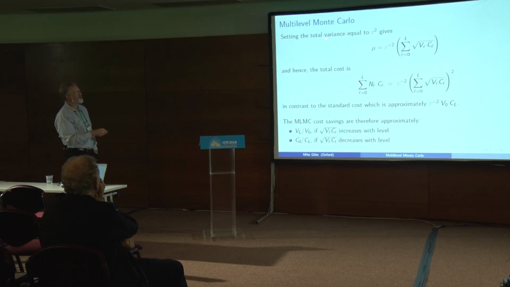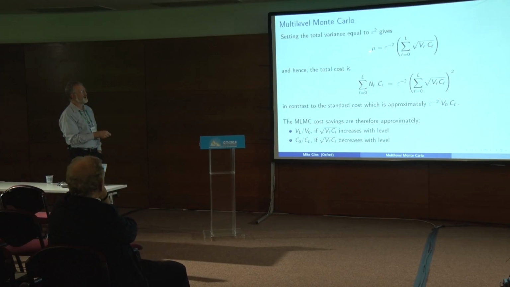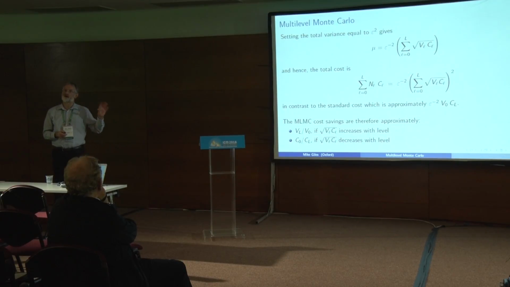So if we now set the total variance to be equal to epsilon to the minus 2, that gives us the value of the Lagrange multiplier mu, and hence we get this expression for the total cost. If I then correct for the fact that the number of samples is actually an integer, so I round up to the nearest integer, there's a small extra term that comes in here, but it's negligible in almost all circumstances. And so this is really the dominant term in the cost.